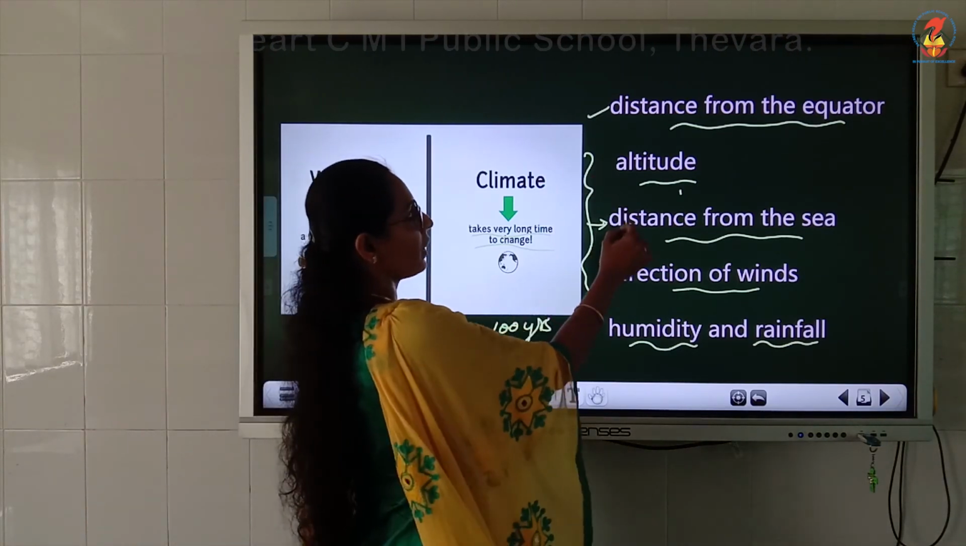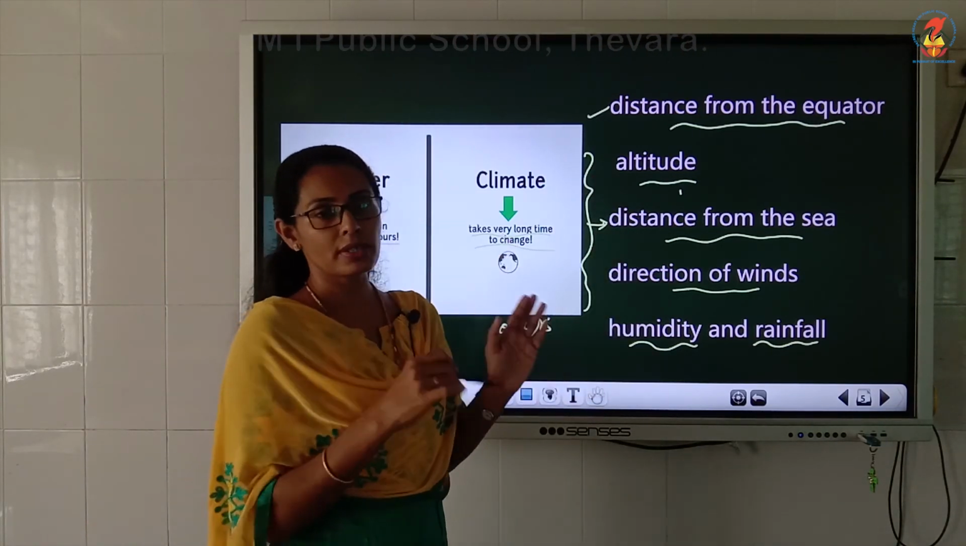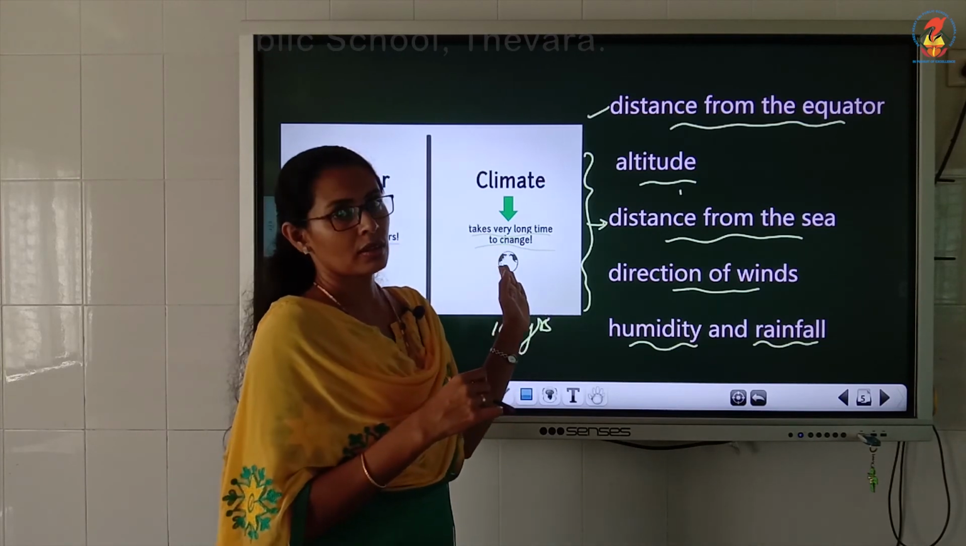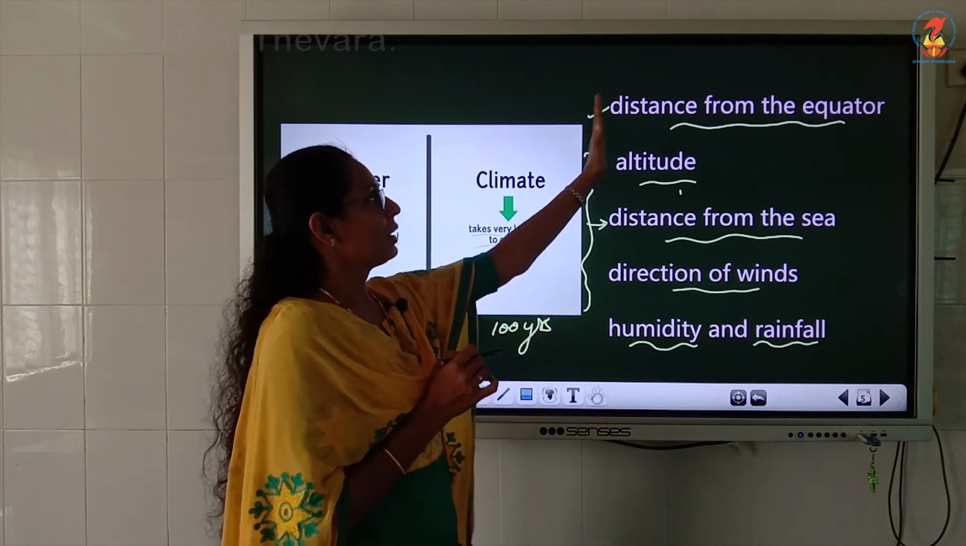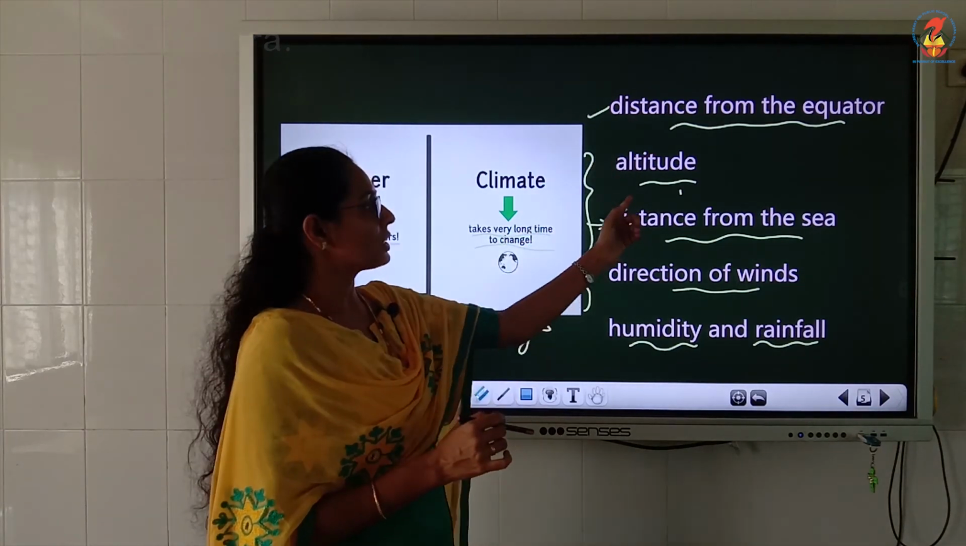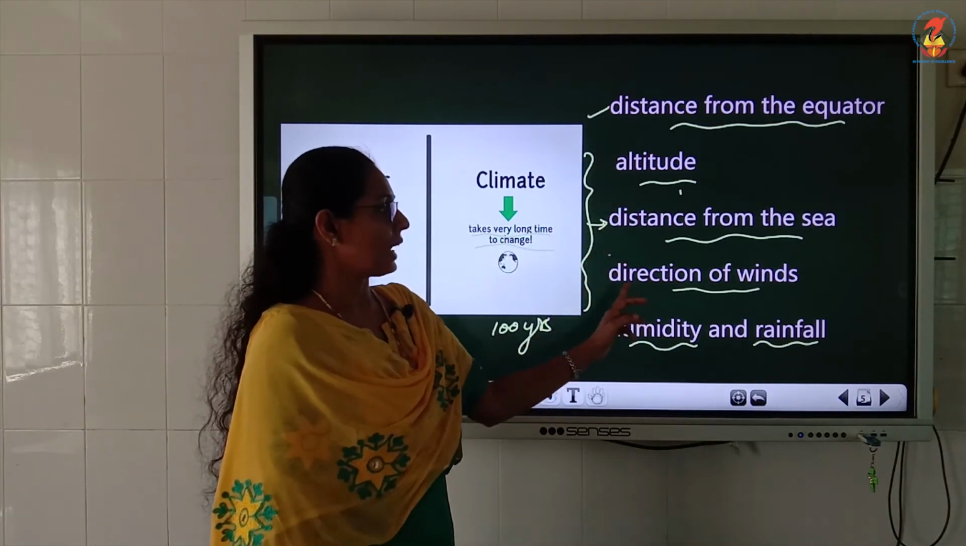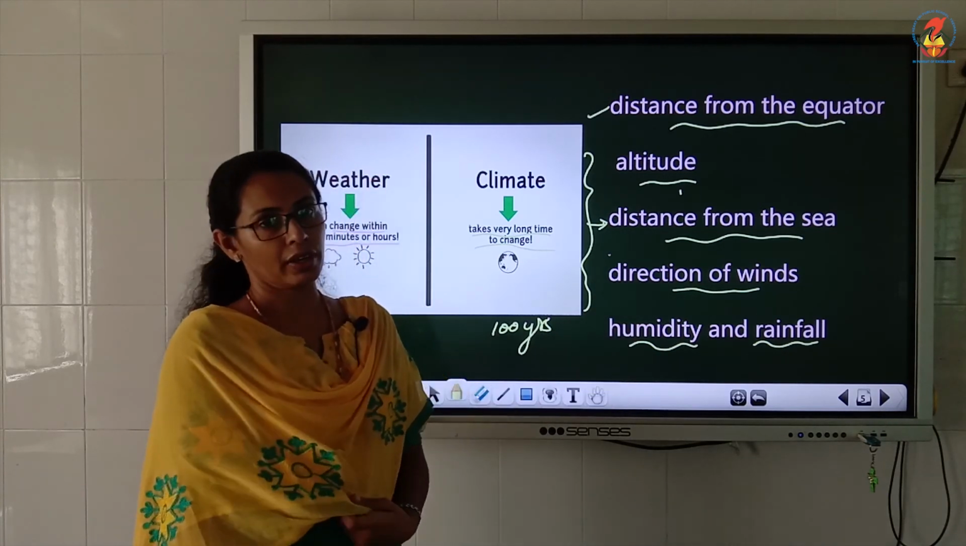So these are the important factors which cause the climate. What are the things influencing climate? Distance from the equator, altitude, distance from the sea, direction of wind, humidity and rainfall.